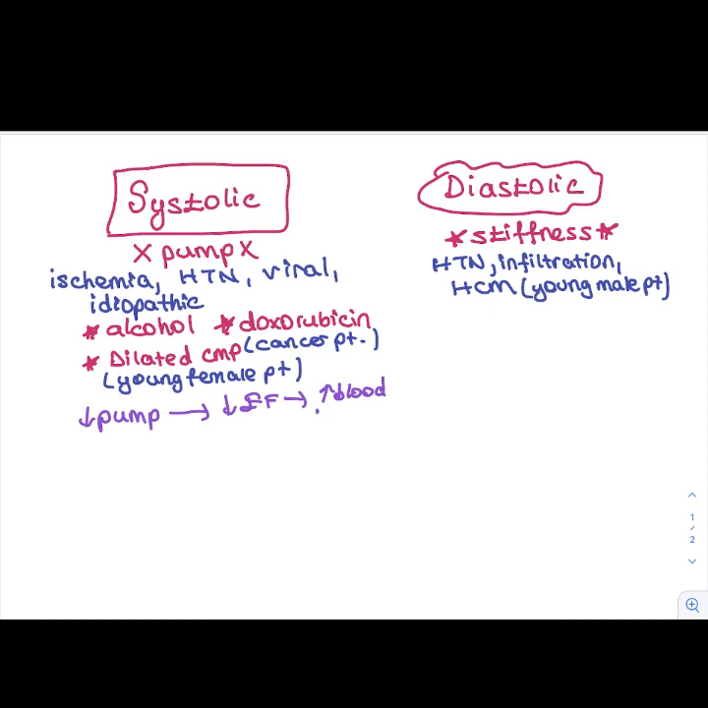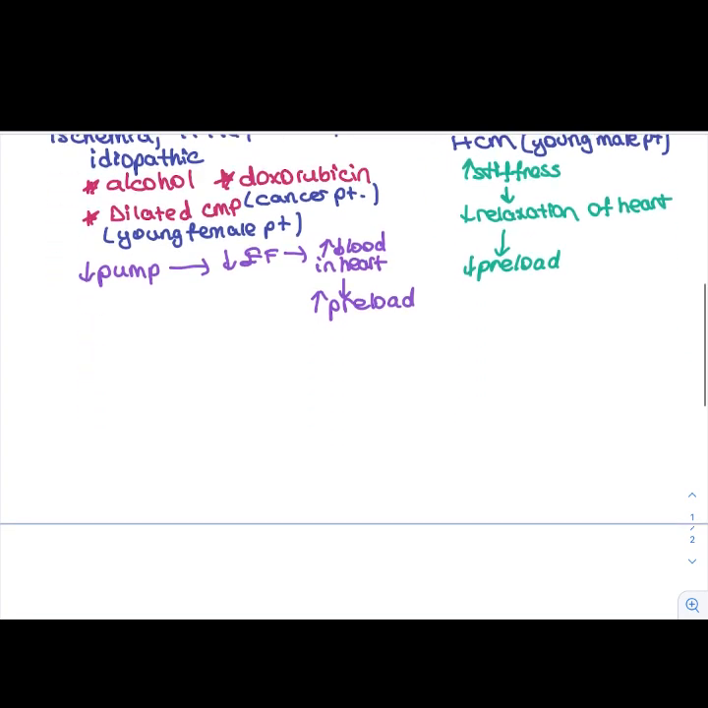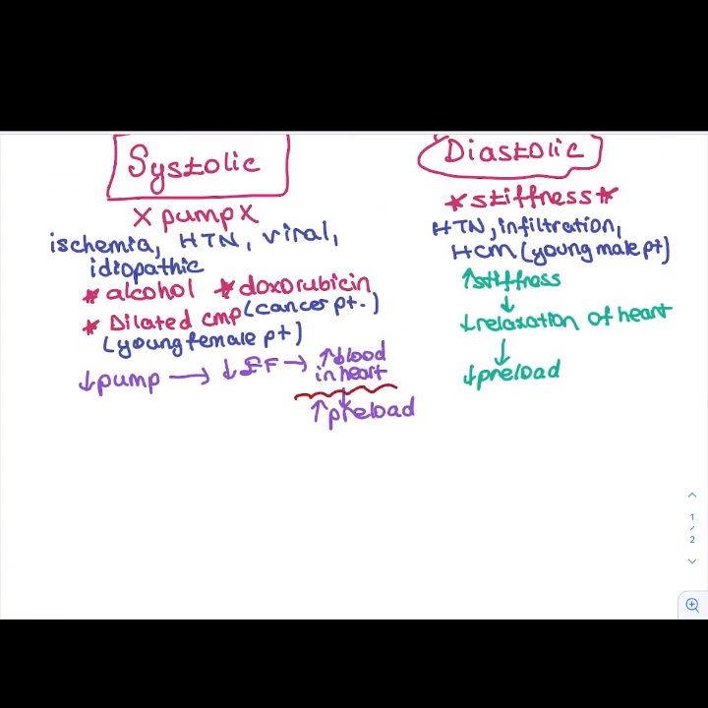In systolic heart failure, as we said, there's decreased pump function, which leads to decreased ejection fraction, which will increase the blood in the heart, which means that there will be increased preload in systolic heart failure. But in diastolic heart failure, there will be increased stiffness, which will lead to decreased relaxation of the heart. Together this leads to decreased preload in the heart. Please keep in mind that when treating diastolic heart failure, we shouldn't decrease the preload so much.